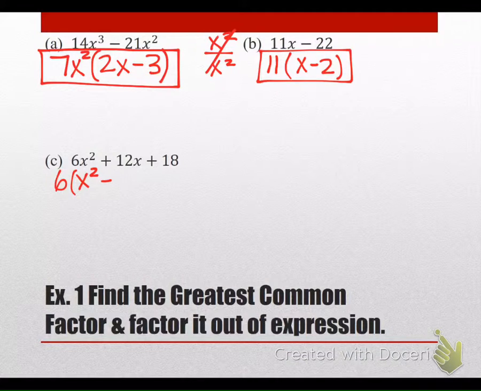Is it minus? Plus. Okay. Plus what? 2x. Plus 3. There you go. Very good. So we divide every single term by the GCF, and our final answer is 6 times x squared plus 2x plus 3. All right, any questions on pulling out the GCF?